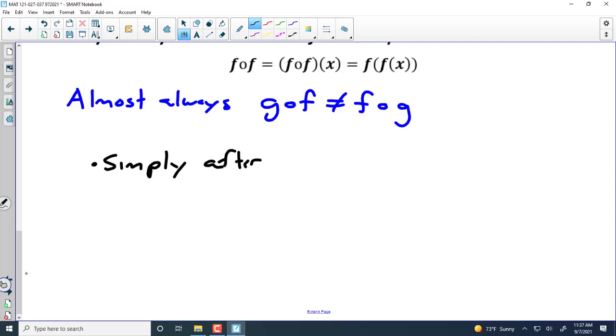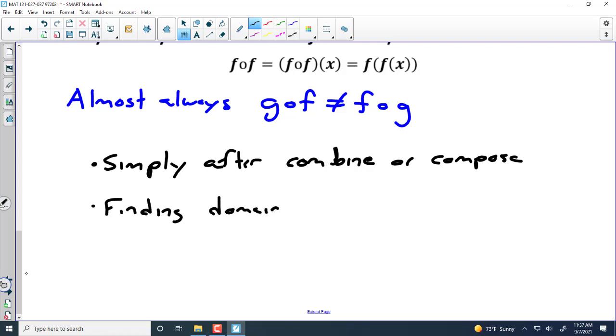When you simplify after you combine or compose, and finding the domain after you combine or compose.